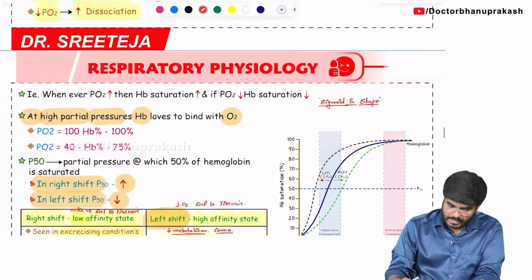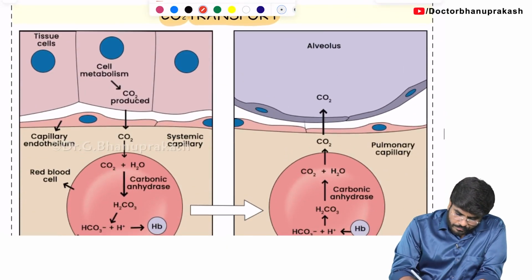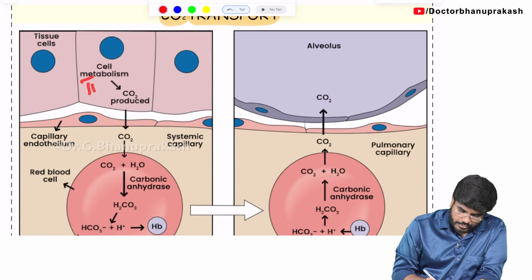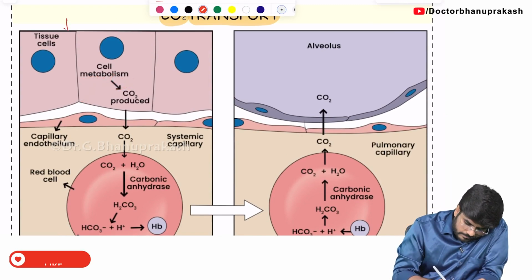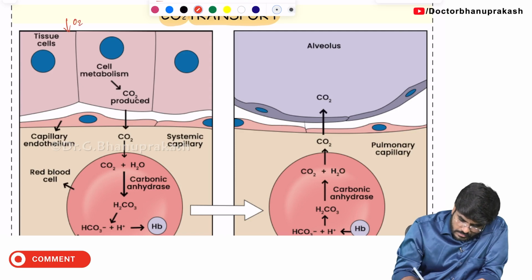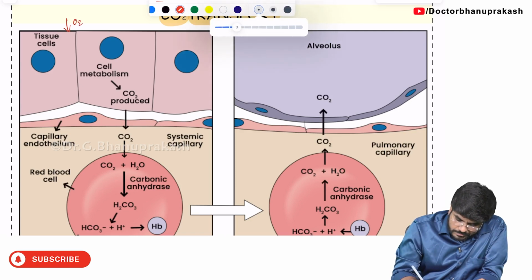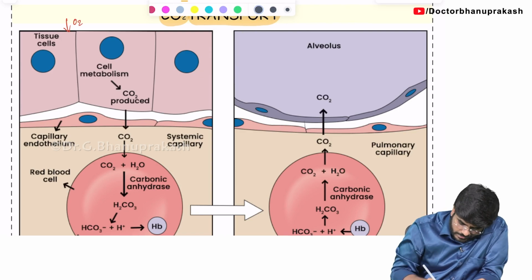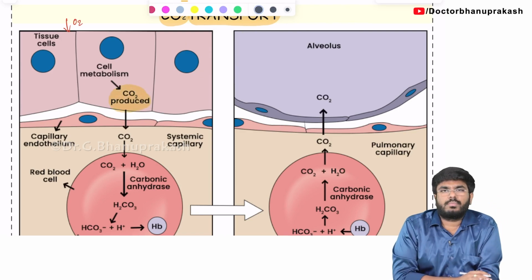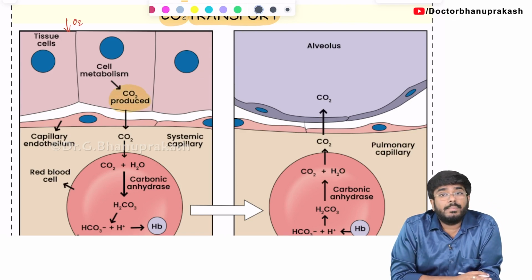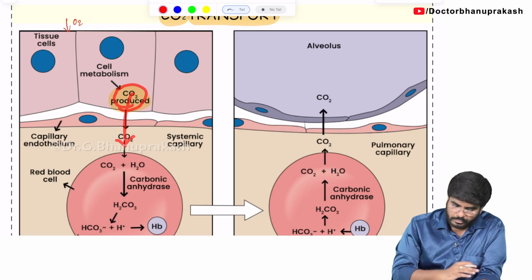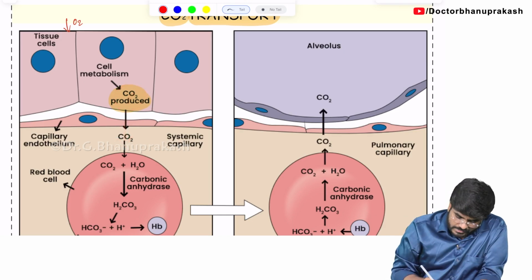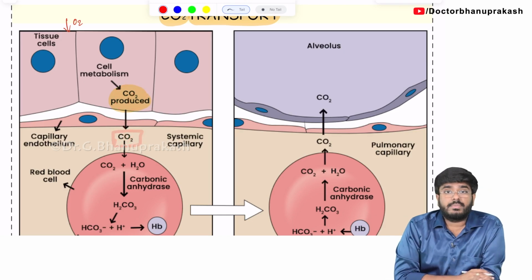Let's see how this is happening. Look here. We all know our tissues. Here is our tissue. Tissues take up oxygen and use oxygen. And what do they produce? They produce carbon dioxide. We all know carbon dioxide is a gas, a lipid soluble substance. So carbon dioxide is going to go from the tissues to the blood. Yes, carbon dioxide entered into the blood. This is the venous blood now.